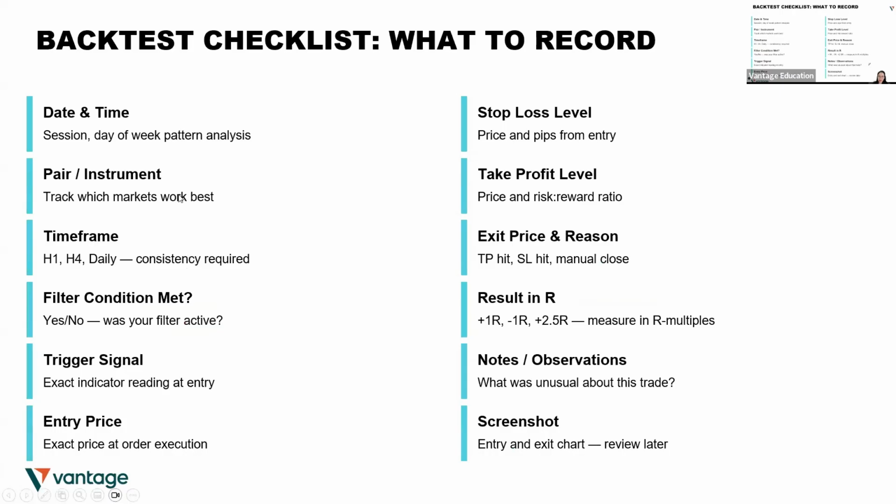Continue. Advantage checklist, what to record. If you want to record those indicators, whether they're going to work out with your asset or any instrument that you want to trade, what you need to record: time, session, day of the week, pattern analysis. You need to do that. Pair or instrument, which pair you trade, which instrument, and the time frame you trade on, D1, H1 or H4, because you need it. Filter condition met, yes or no, meaning did you wait for the setup? If you did, you put yes. If not, you put no.